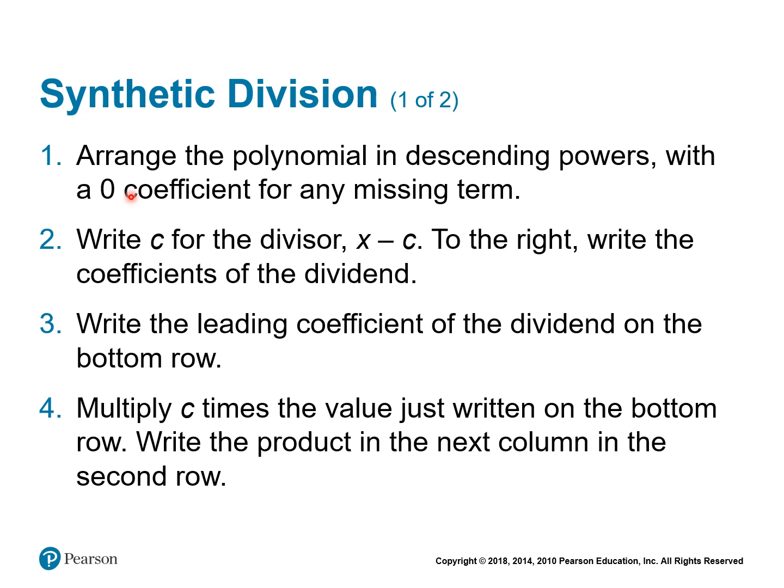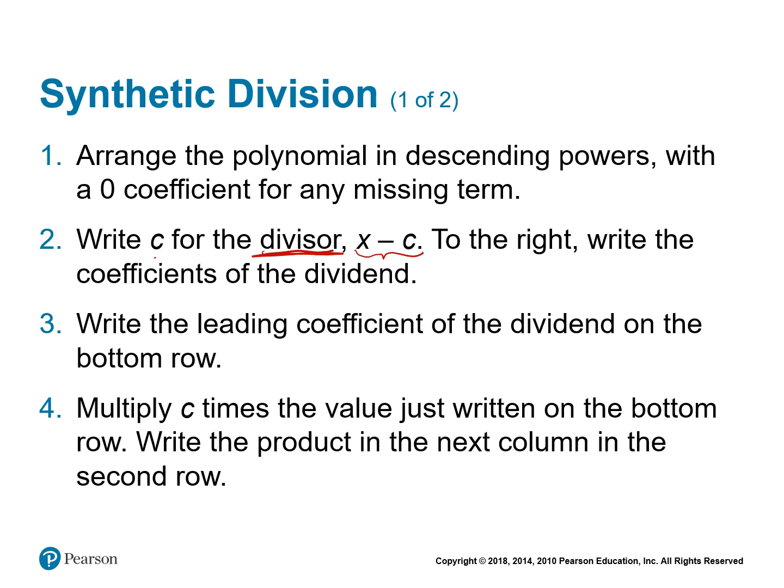I think we had worked through an example where one of the terms was missing and we expressed that. I rewrote that as 0 times x squared or something like that. We have to do the same thing here. That step remains unchanged. In the next step, step 2, it says write c for the divisor x minus c. To the right, write the coefficients of the dividend. Just to remind you what we did in the previous example, we first converted our divisor into the x minus c form.